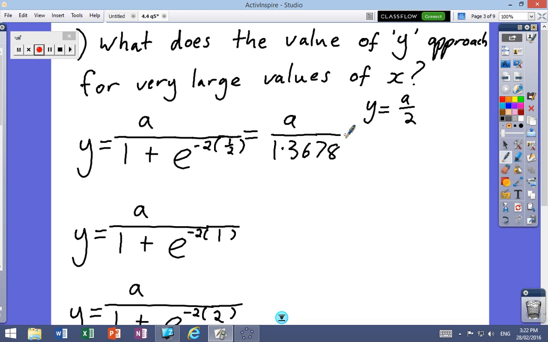And we get 1.3678. So this number was a on 2 when x was 0, and is now a on 1.3, so we can see the denominator has shrunk a bit. Let's try when x equals 1, so that would be a on 1 plus e to the minus 2, and we get a on 1.1353, and we can see it's starting to shrink a little more. Look at that denominator going from here to here, it's shrinking.